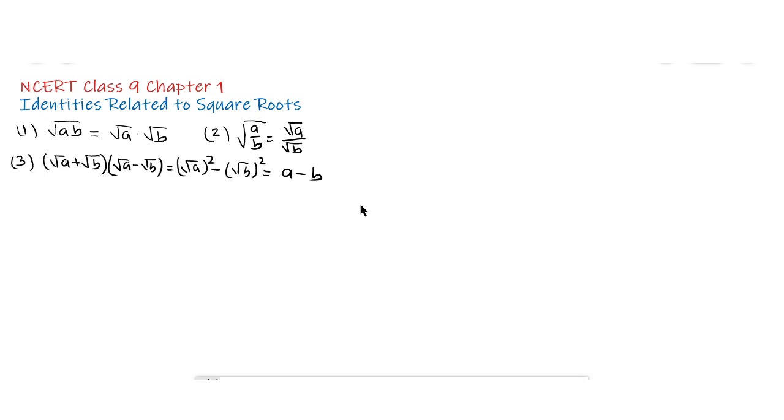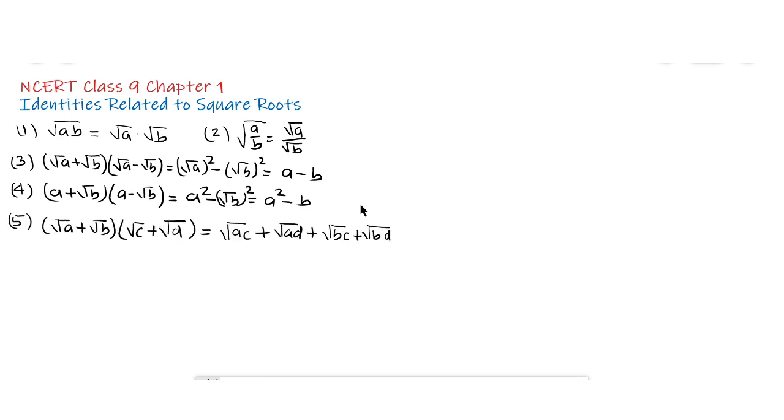Identity 3: (root A plus root B) into (root A minus root B) equals root A whole square minus root B whole square, which equals A minus B. Identity 4: (A plus root B) into (A minus root B) equals A square minus root B square, which equals A square minus B.